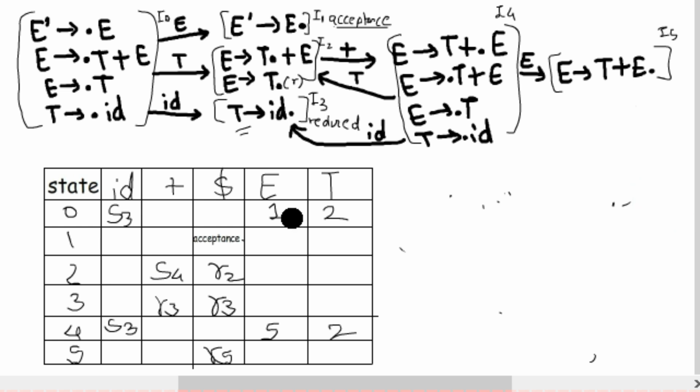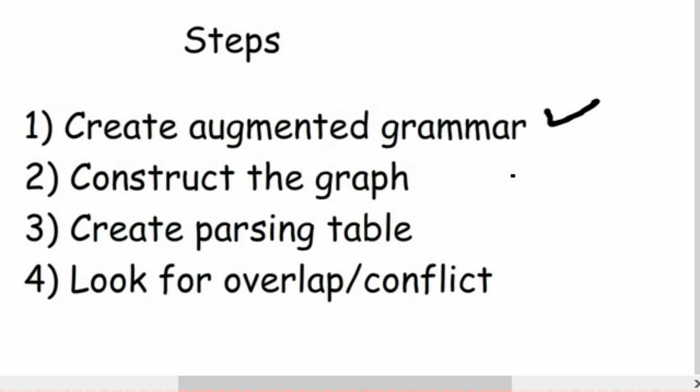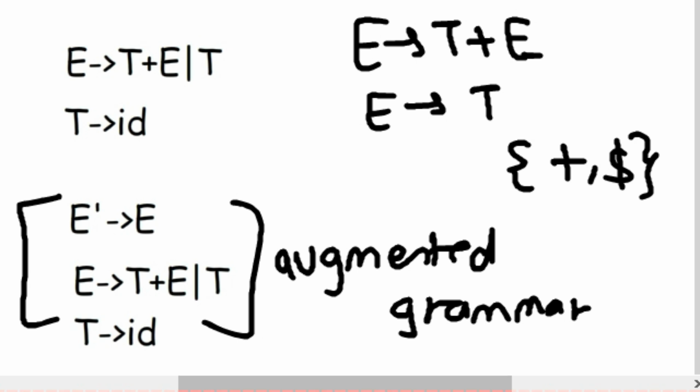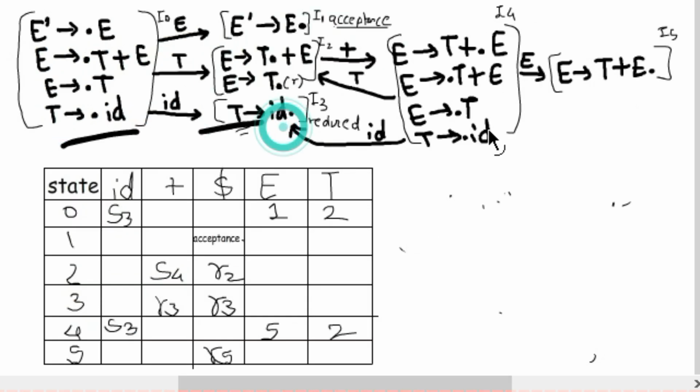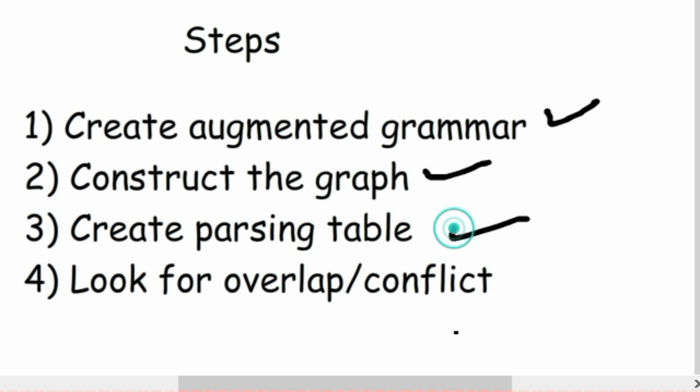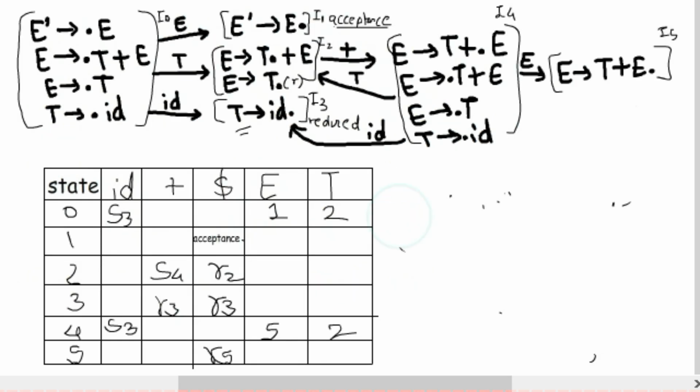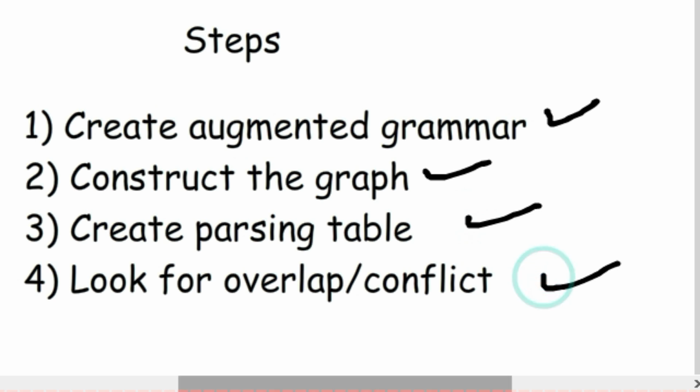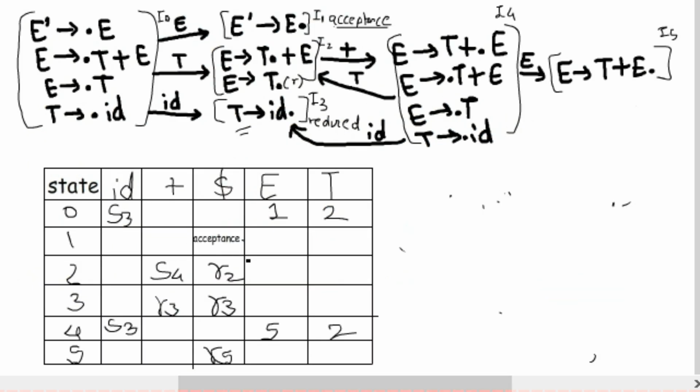But do we see any conflict in this table? There is no conflict in this table. So therefore, it is SLR. So what we did, we created an augmented grammar, then we constructed this graph, and then we created a parsing table. After creating the parsing table, we look for overlap or conflict. Is there any overlap or conflict? No, there is no overlap, no conflict. It basically means that the given grammar is SLR. So we just had to check if the given grammar is SLR or not, and we finally successfully checked it.